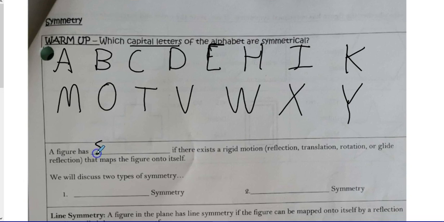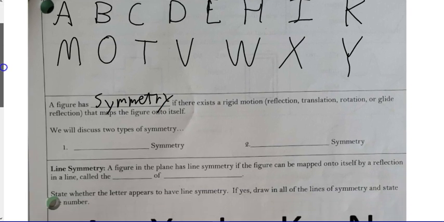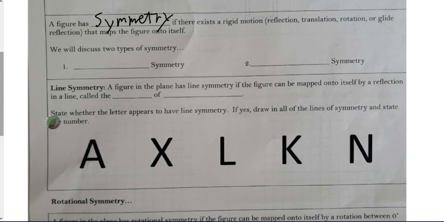So a figure has symmetry if there exists a rigid motion, meaning a reflection, translation, rotation, or glide reflection, that maps the figure onto itself. This will make more sense as we go on. So there's two types of symmetry. There's line and rotational.